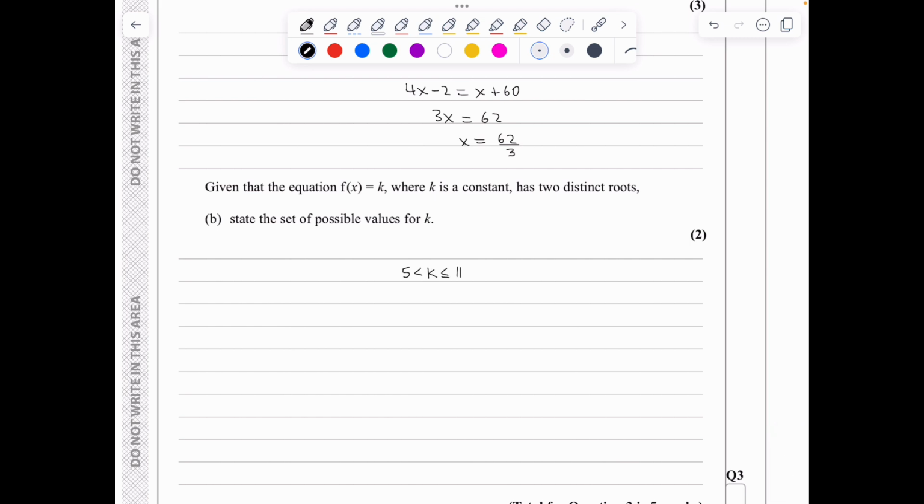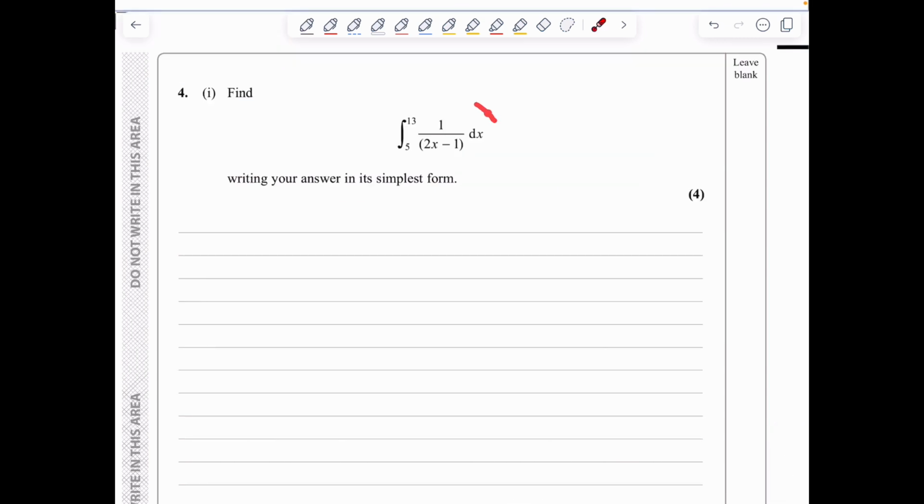In 4i, we need to find the integral of 1 over 2x minus 1 from 5 up to 13, writing our answer in its simplest form. So starting with the given integral, we know that the 1 over 2x minus 1 will give me ln of 2x minus 1, but I also need to divide by the derivative of the bracket, so we've got a half there, and we've got the limits of 5 and 13.